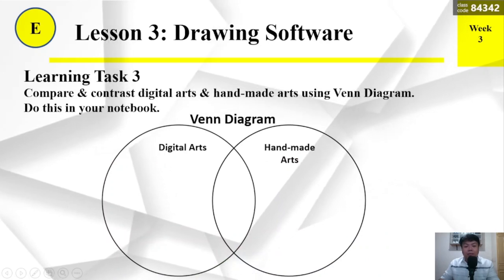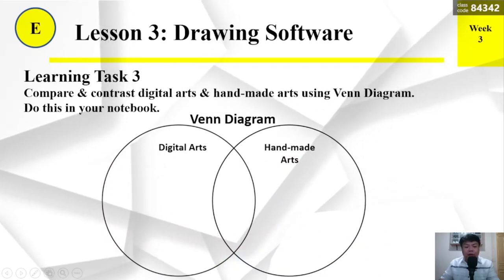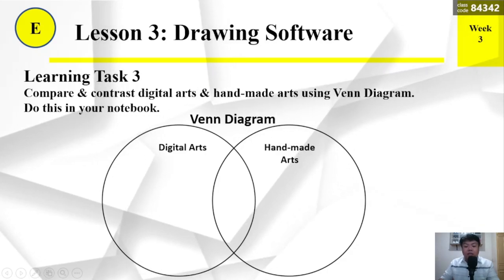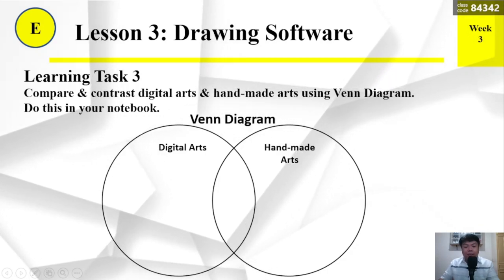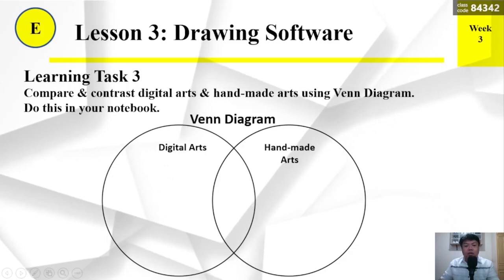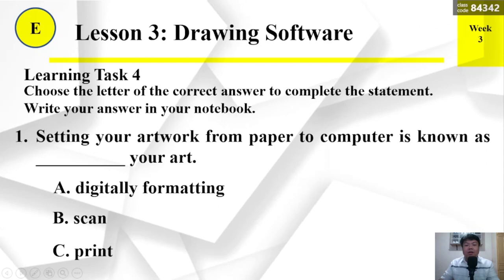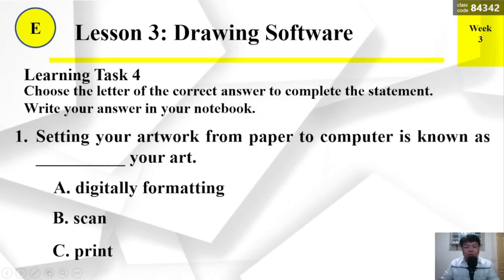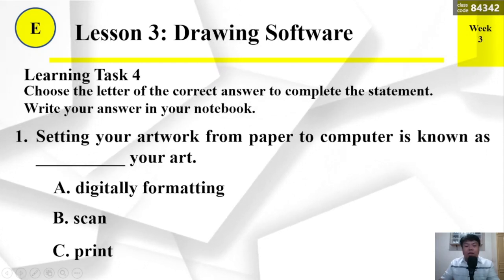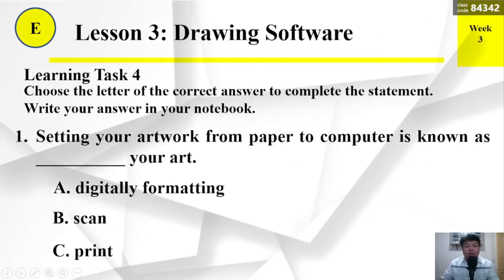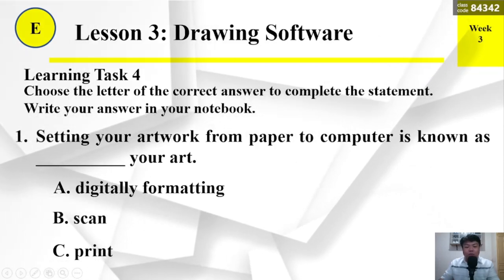Learning task number 3. Compare and contrast digital arts and handmade arts using a Venn diagram. Do this in your notebook. Learning task number 4. Choose the letter of the correct answer to complete the statement. Write your answer in your notebook.